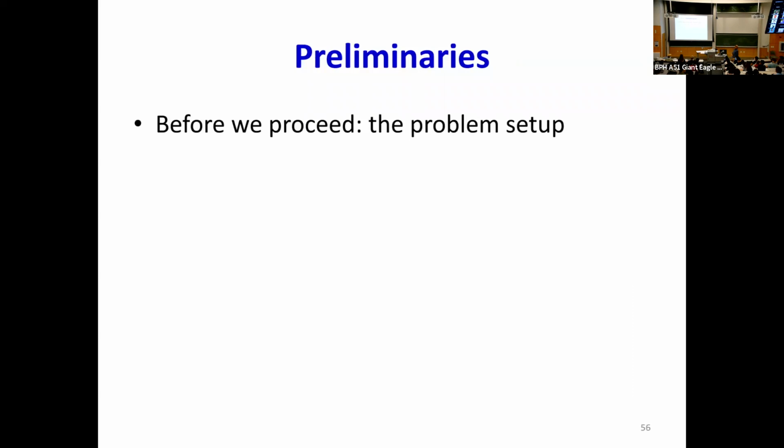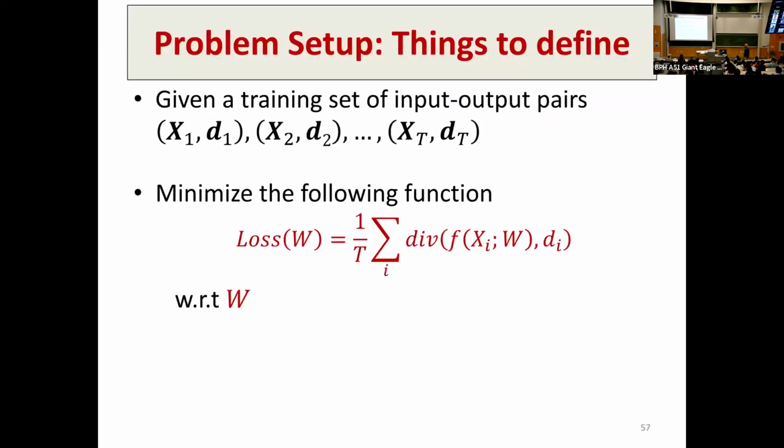First, before I proceed with that, I'm going to have to set the problem up. Here is the problem setup. You're given a bunch of training pairs, input-output pairs. You have to minimize the loss function with respect to W. There are a whole bunch of things I have to define to make this tractable. What are all the things that you can identify that I need to define?